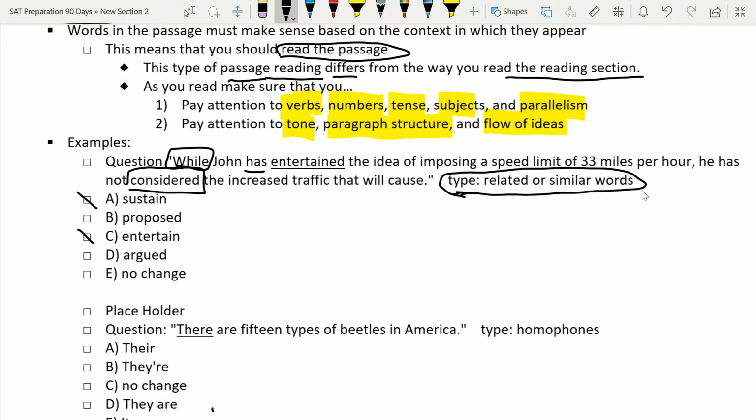He has not considered the increased traffic it will cause, because if he's only entertaining it, then it doesn't really matter if he hasn't considered that increased traffic. So entertained would not be our correct answer here, so we can go ahead and get rid of no change. Now we're left between argued and proposed.